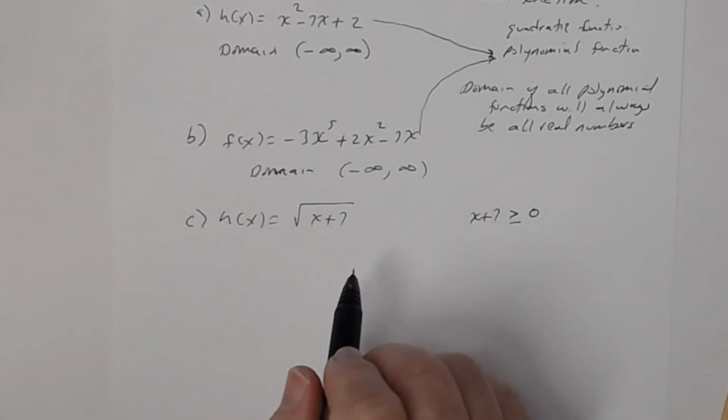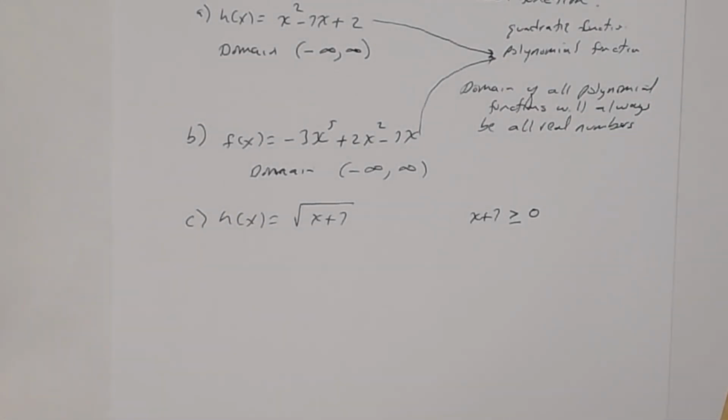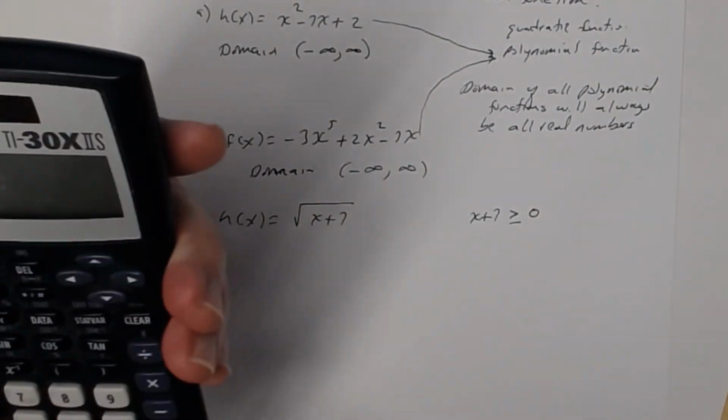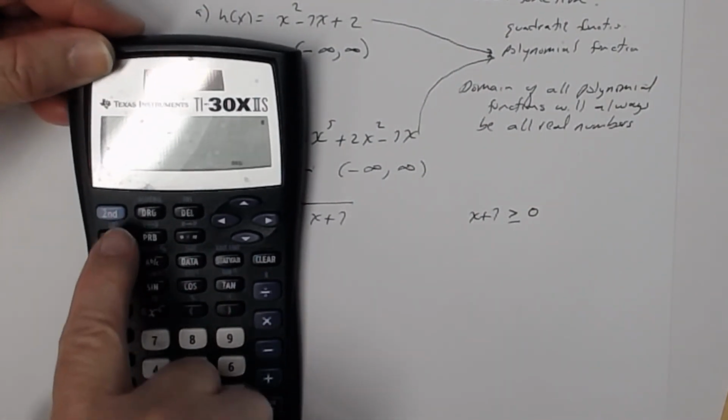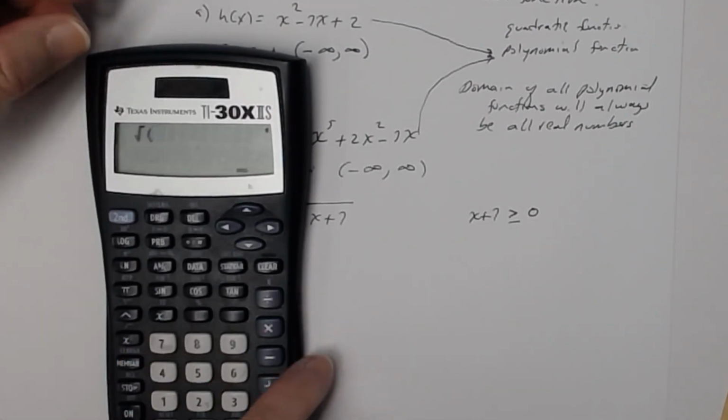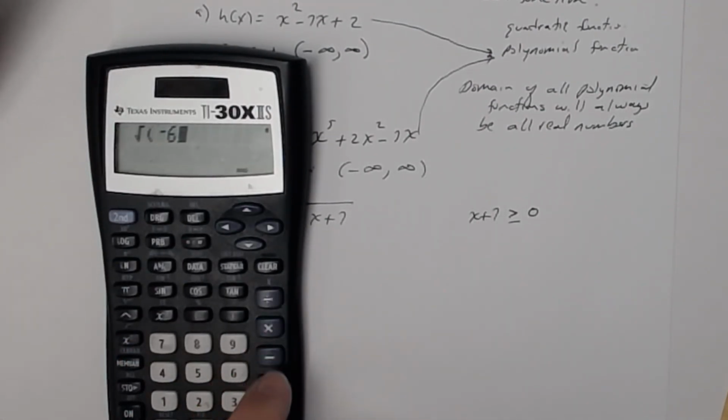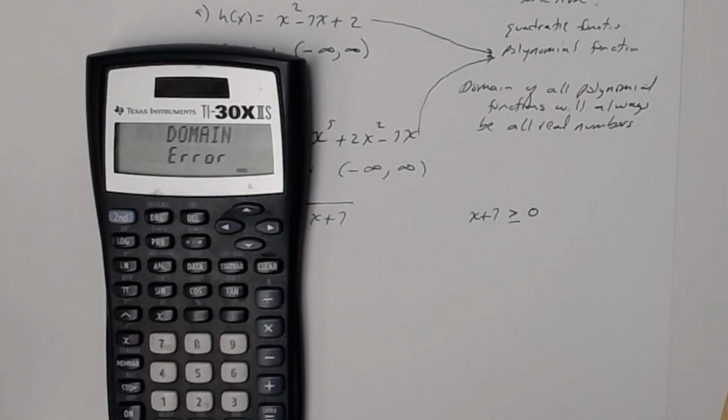If you take, for example, the square root of negative 6, I want to show you what that's going to look like. If you take the square root of negative 6 and press equal, you get this domain error. So you cannot take the square root of a negative number and get a real number.